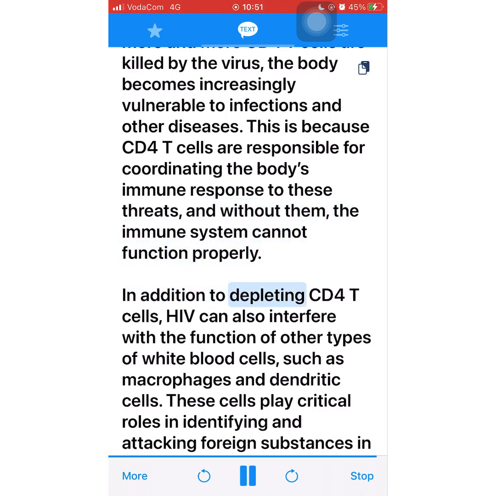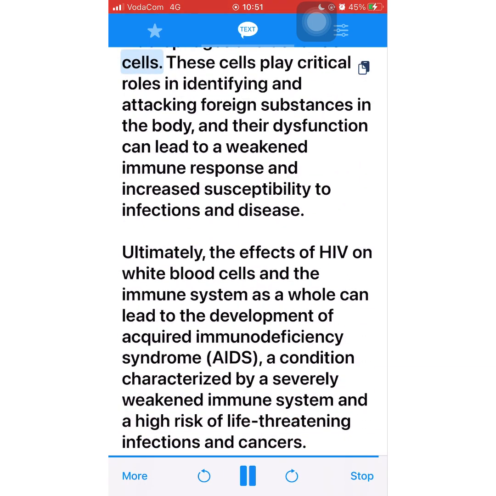In addition to depleting CD4 T cells, HIV can also interfere with the function of other types of white blood cells, such as macrophages and dendritic cells. These cells play critical roles in identifying and attacking foreign substances in the body, and their dysfunction can lead to a weakened immune response and increased susceptibility to infections and disease.